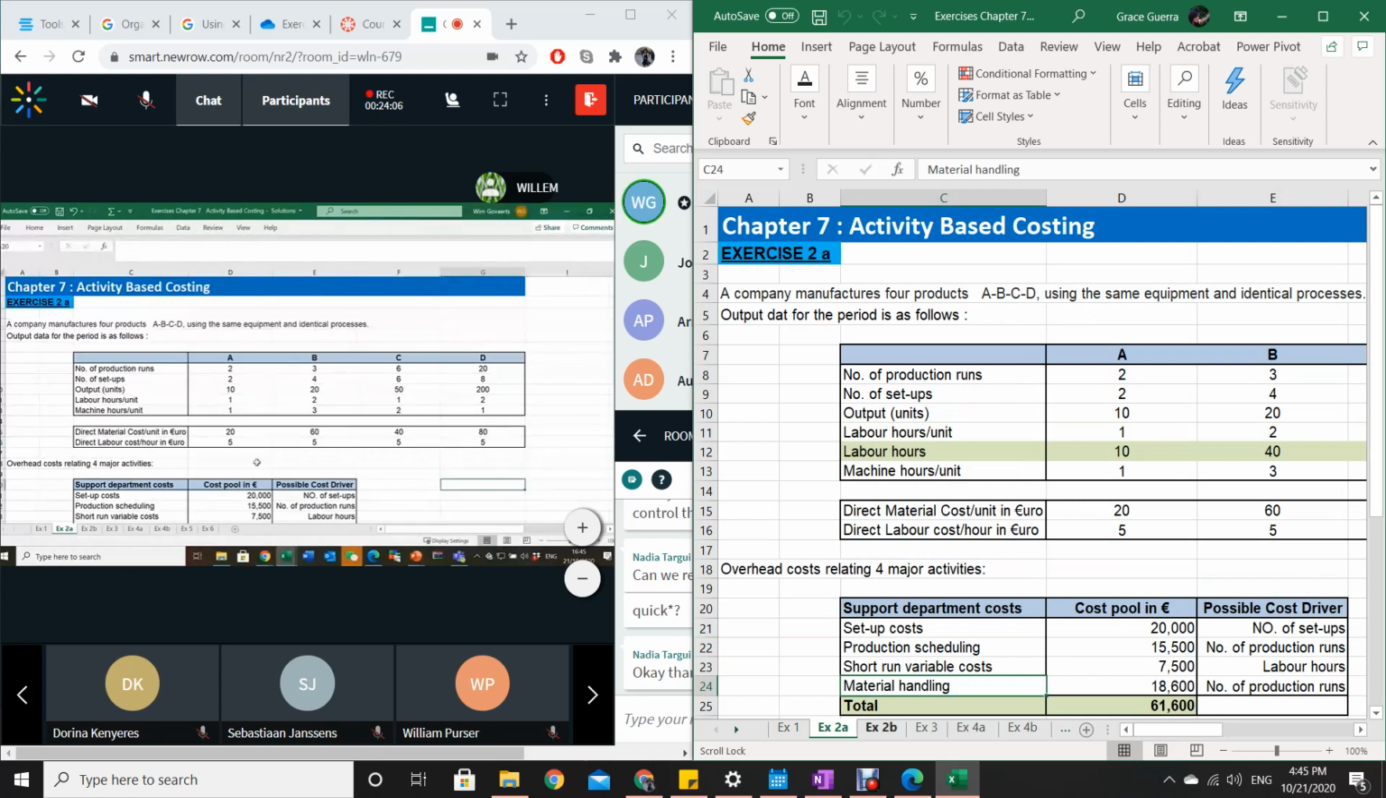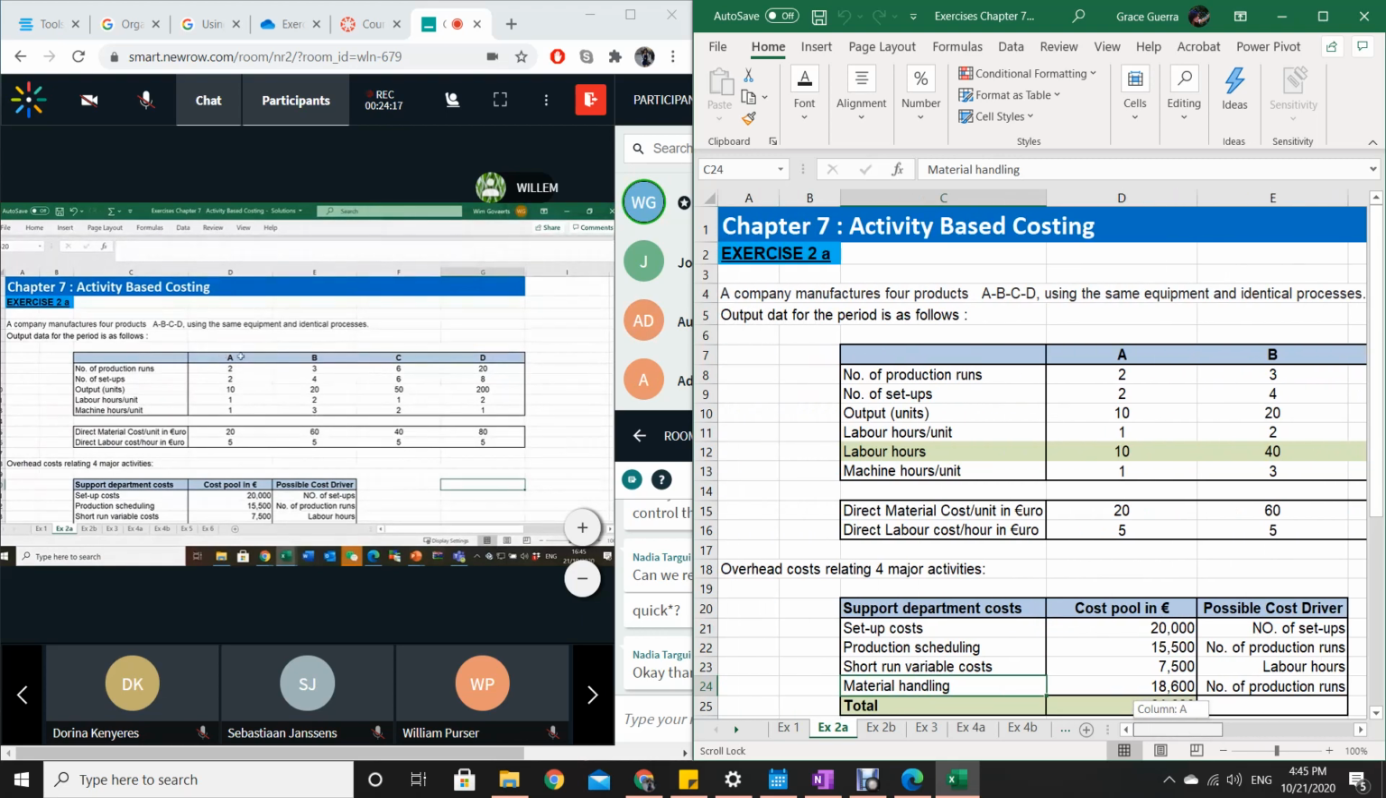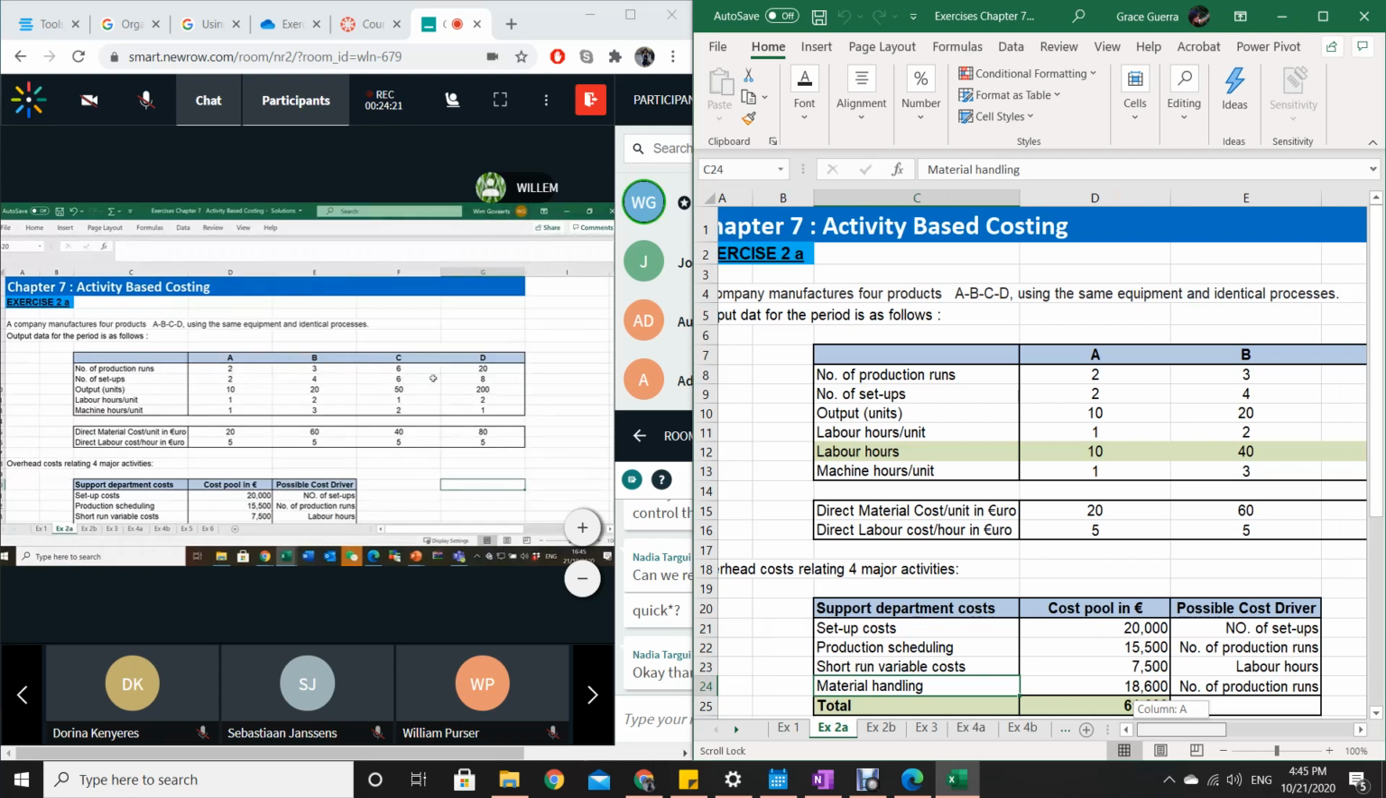So I will go over the given with you. Here you have 4 different products. A factory produces 4 products. You have a lot of information here: the number of production runs, the number of setups, the output, the labor hours you need for units.